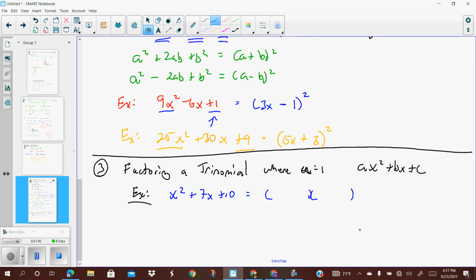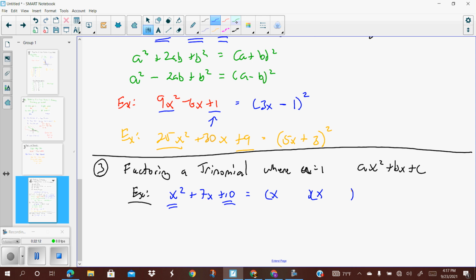I know that in order to get this first term, my first components have to be x and x. There's really just no other choice. In order to get this last term in each one of these parentheses, it comes from the factors of 10. 10 has 4 factors, 1 and 10, and then 2 and 5. The idea is, what of those factors, when I do the outside and inside process, are going to give me a sum of 7x?